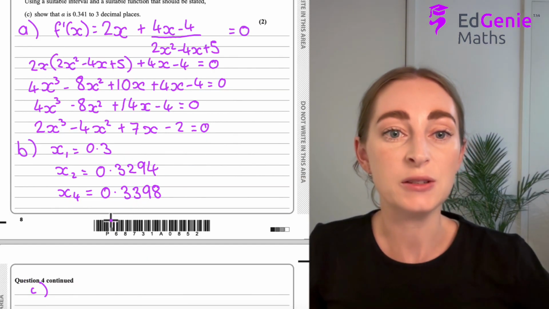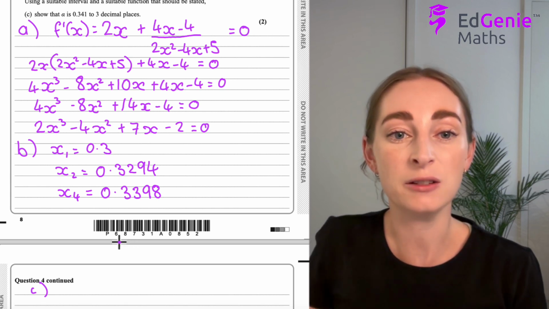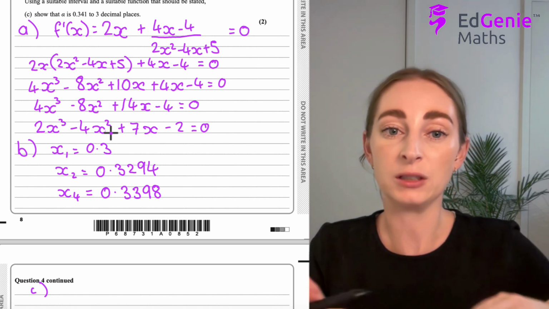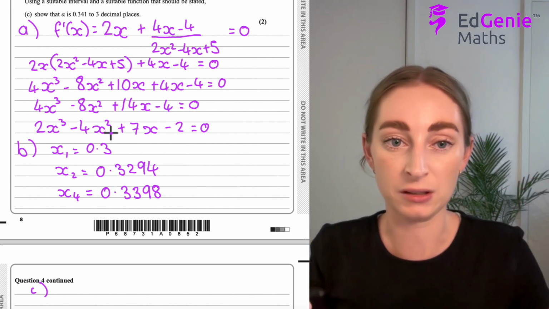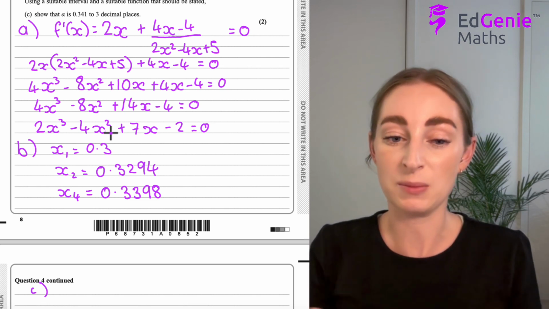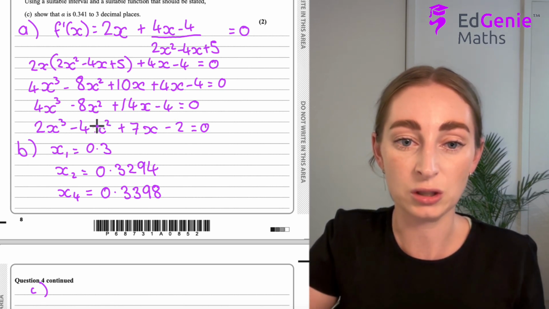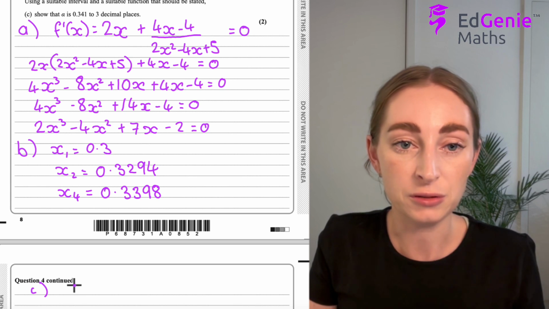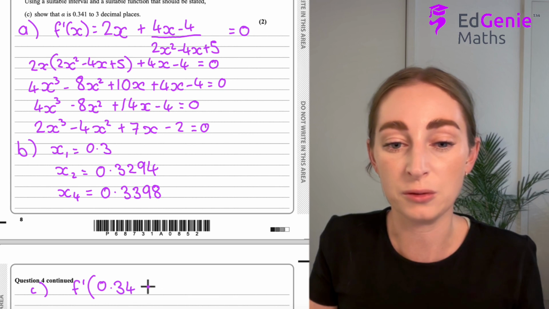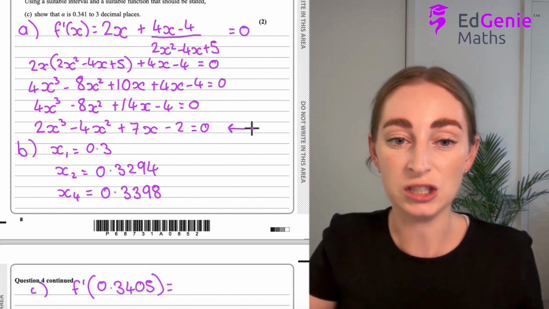So part C, using a suitable interval and a suitable function that should be stated, show that alpha is 0.341 to 3 decimal places. So what you want to do is pick a value just before and just after that value for alpha, and then hopefully there's a sign change, which will mean that the root is going to be between those. So this is our function that we're trying to use here. We want to do f of 0.3405, so just before.